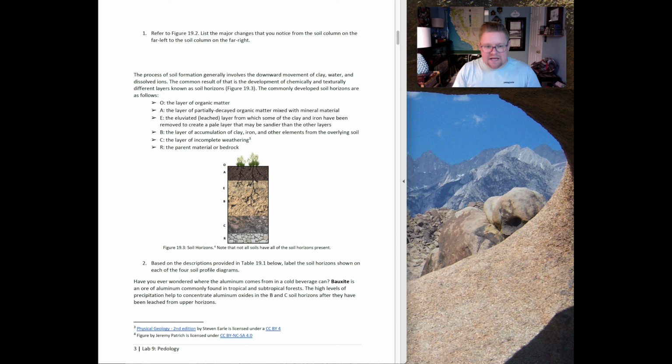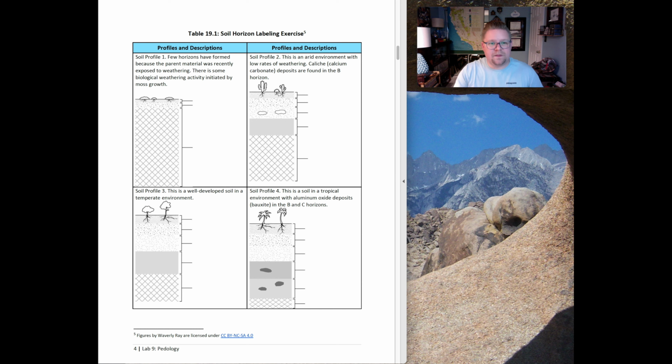So that being said, going back to question 2, it says, based on the descriptions provided above, label the horizons shown on each of the 4 soil diagrams. So what we're going to be able to see here is, here we are.